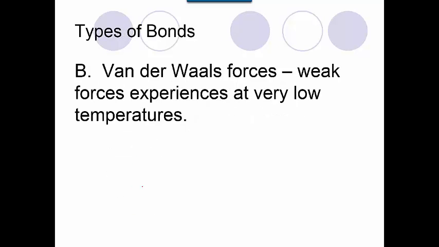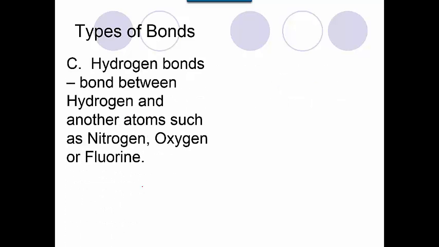Now, some other bonds that maybe are not as common, we have van der Waals forces. It's not really even a bond per se, but it's just a very weak force that elements can experience when they're at very low temperatures, where they're kind of attracted to each other. We have hydrogen bonds. These are a little bit more common.